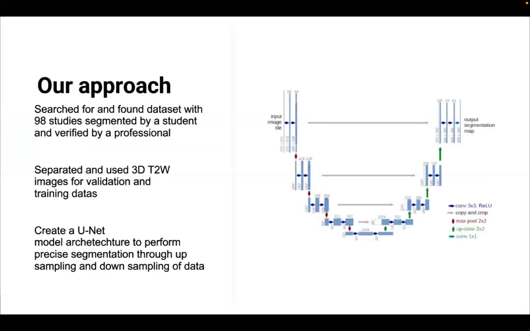For our approach, we first had to search for data sets, and we luckily found one. We found a set with 98 studies that was already segmented with labels by a student and verified by a professional. We took those images and used the 3D T2W images to create validation and training sets for our basic UNet model. We did create a UNet architecture for this, and we had three models in the end: a basic UNet, a stack UNet, as well as a SegResNet model, which we'll show later.